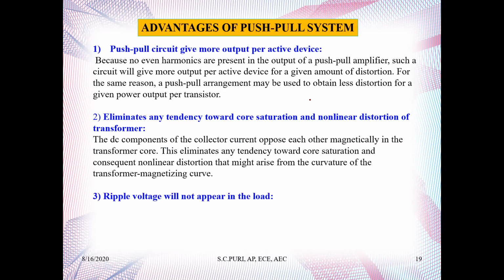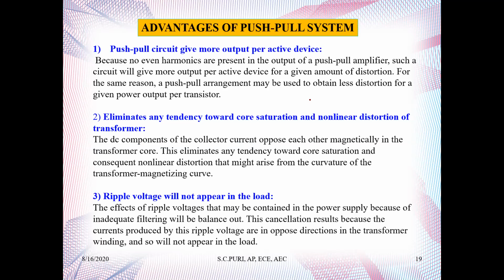Ripple voltage will not appear in the load. The effect of ripple voltages that may be contained in the power supply because of inadequate filtering will be balanced out. This cancellation results because the currents produced by this ripple voltage are in opposite directions in the transformer winding and so will not appear in the load.